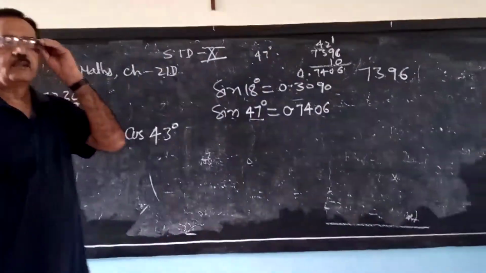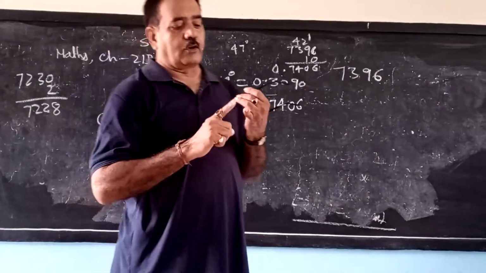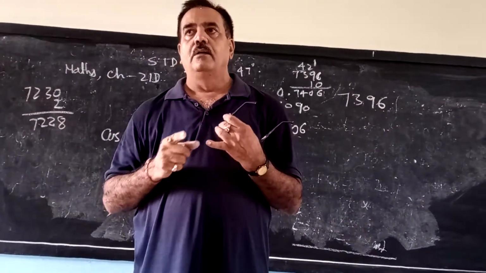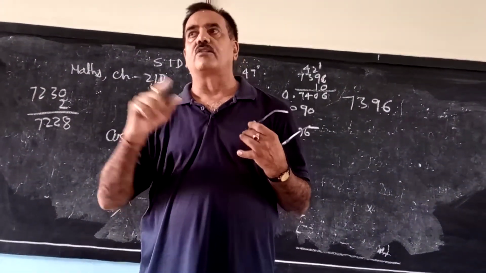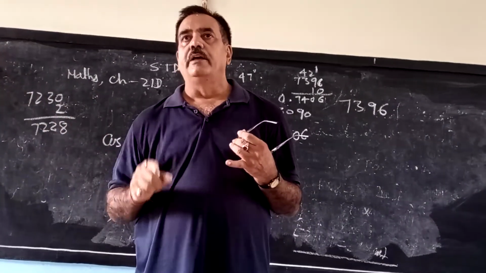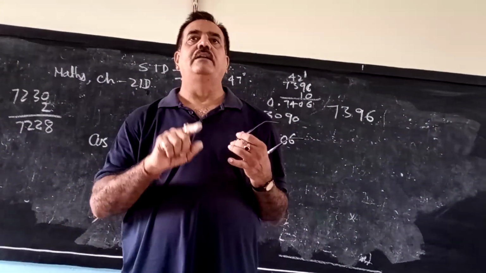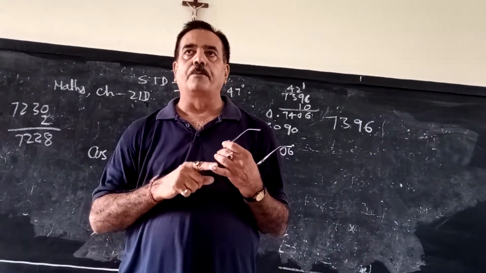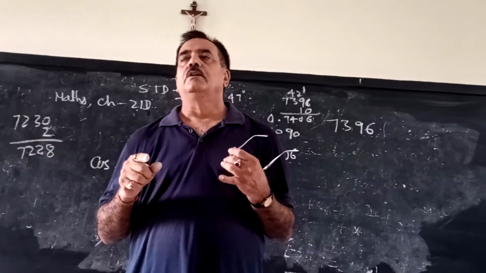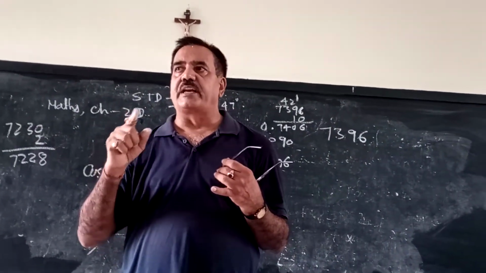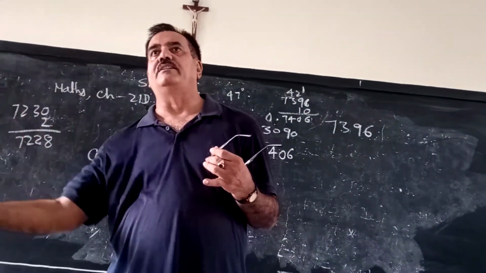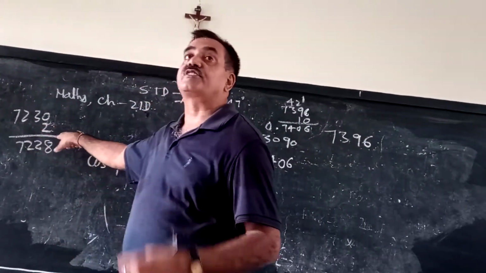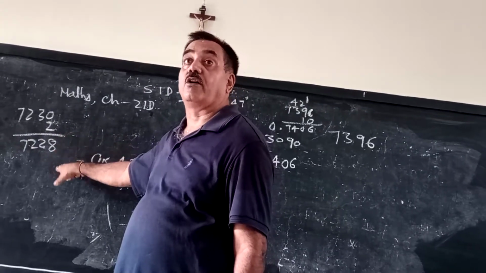Why? Because listen here. Sin 0 is 0, sin 90 is 1. Then cos 0 is 1 and cos 90 is 0. It means the value of sine is increasing from 0 to 90. But in case of cos, the value is decreasing from 0 to 90. That's why cos 0 is 1 and cos 90 is 0. So that's why we have to subtract the mean difference value in cos.